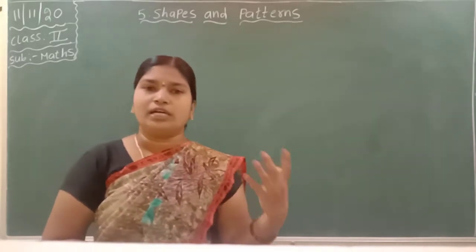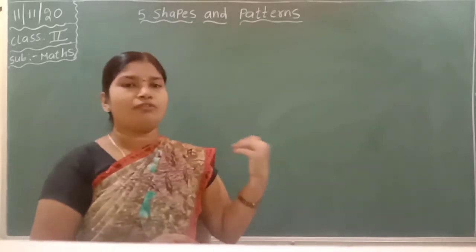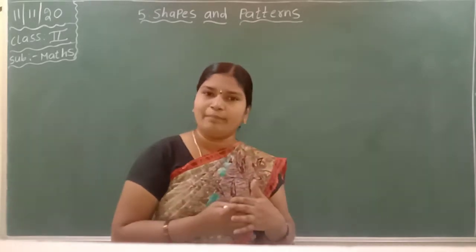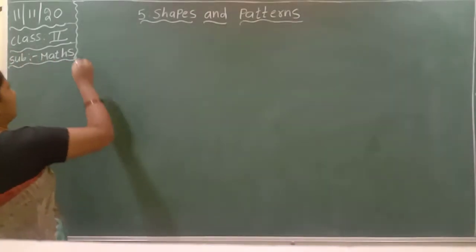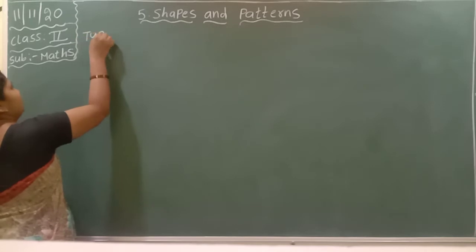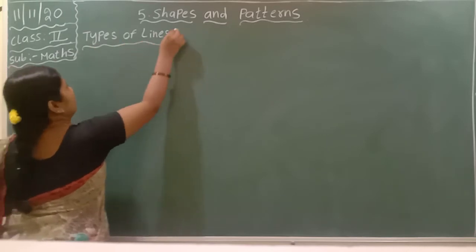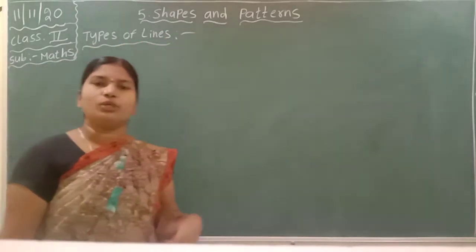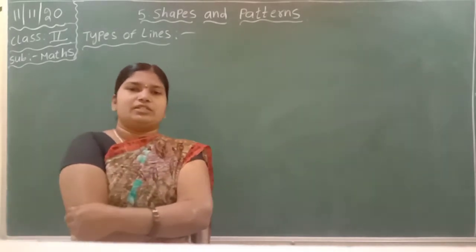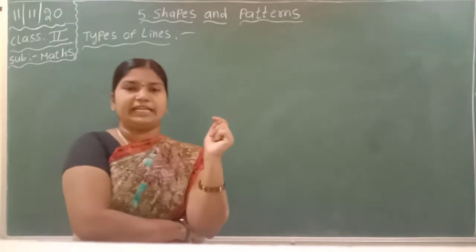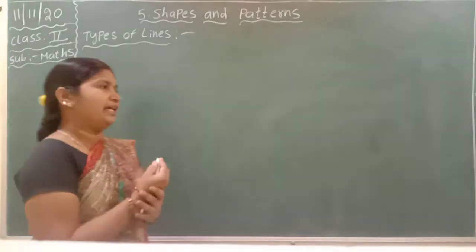Before going to learn the shapes, first of all we have to learn the lines. Types of lines. Why? Because with the help of lines only we draw the shapes. First of all, tell me children, do you know how many types of lines there are? Yes, the first one is the straight line, like a standing line or a sleeping line.